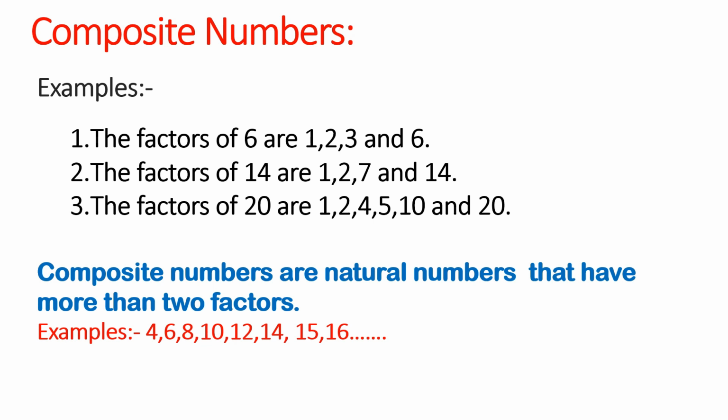So composite numbers are what? The numbers which have more than two factors are called composite numbers. For example, 4, 6, 8, 10, 12, 14, 15, 16 and so on. So all these numbers having more than two factors are called composite numbers.